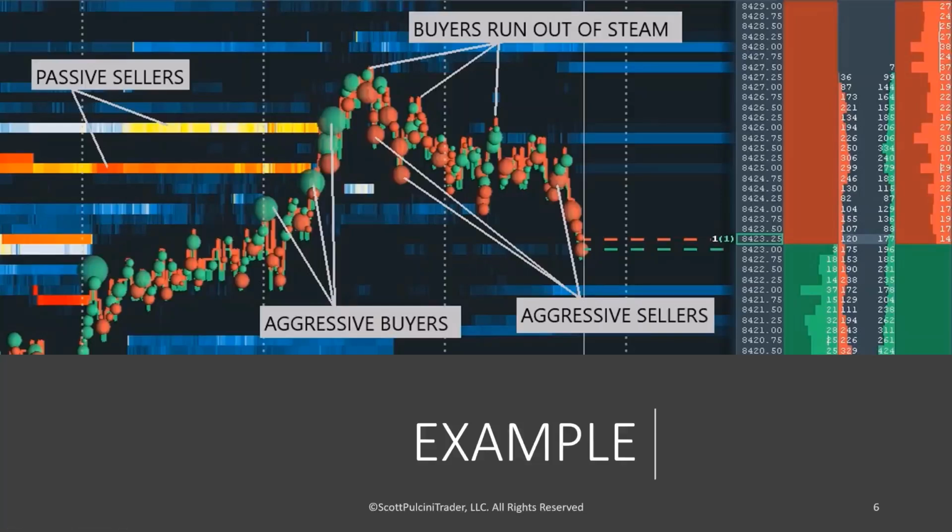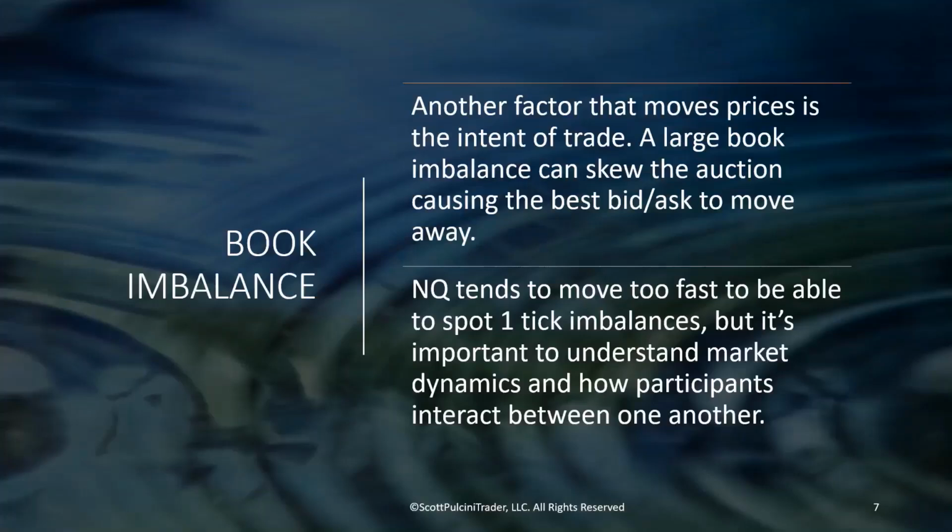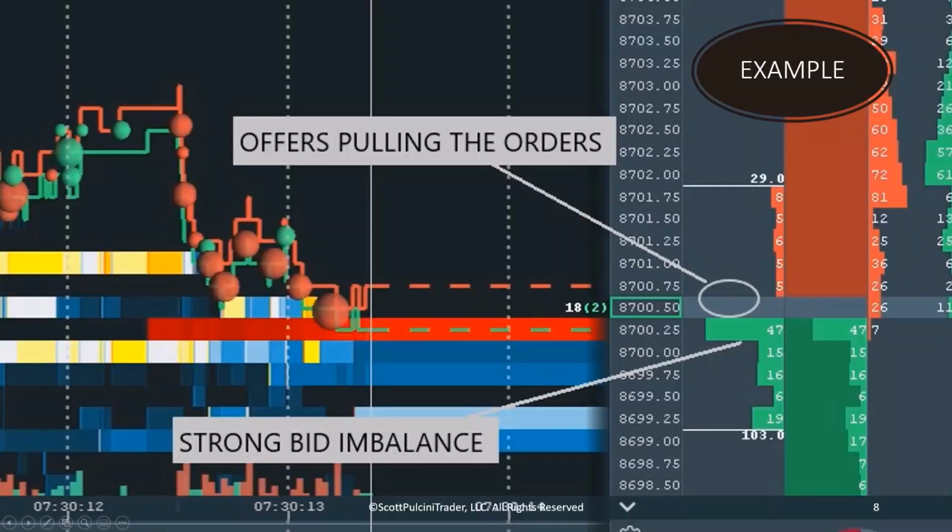Okay, so another factor that comes into play then to move price is the intent of trade. So a large book imbalance can skew the auction, causing the best bid ask to move away. So the NQ tends to move a little bit too fast to be able to spot one tick imbalances, but the thing is, it's more important to understand those dynamics and how participants interact between each other. Okay, so let's take a look at exactly what a book imbalance is.